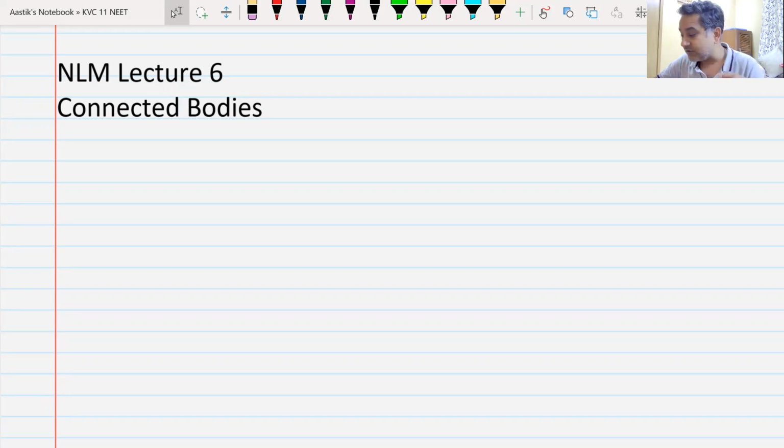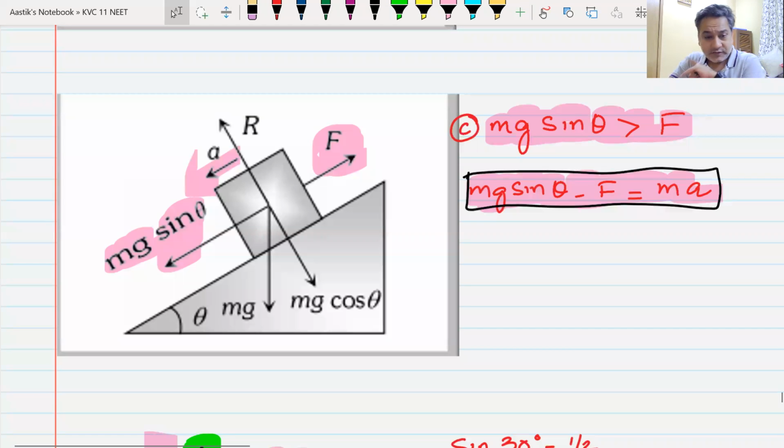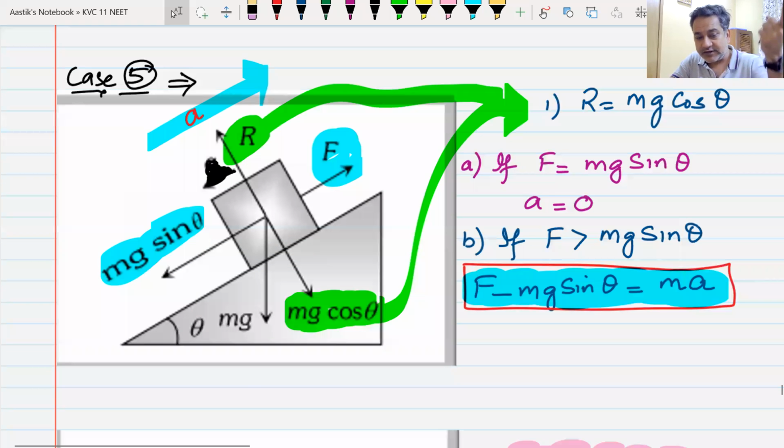We were dealing with Newton's laws of motion, and we were dealing with connected bodies. We have seen some cases of connected bodies. One of these cases is going to come in your exam, and I hope you remember these cases. We had seen the case where a block was kept on a wedge. We saw what should be the value of F so that it goes up, so that it comes down, so that it remains at rest.